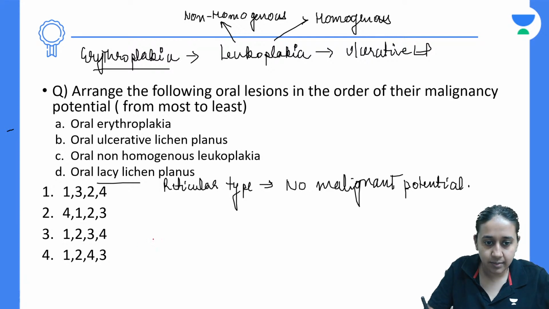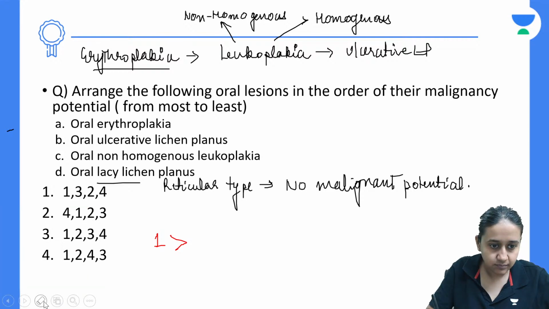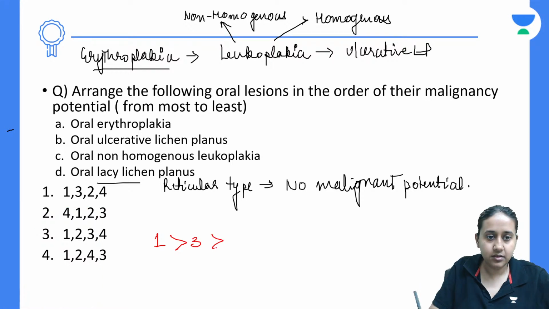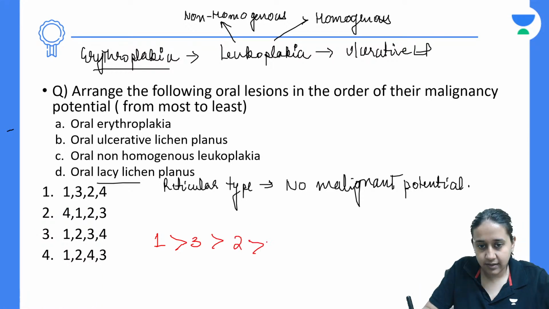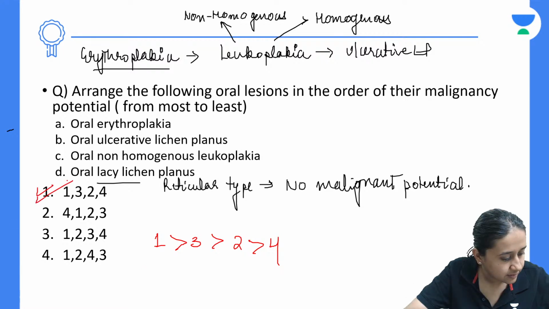So what is the sequence? Number 1. Then we have number 3. Then we have number 2 and then we have number 4. So 1, 3, 2, 4, the correct answer becomes option number 1. Clear, Kalyani, Ashima and other students?